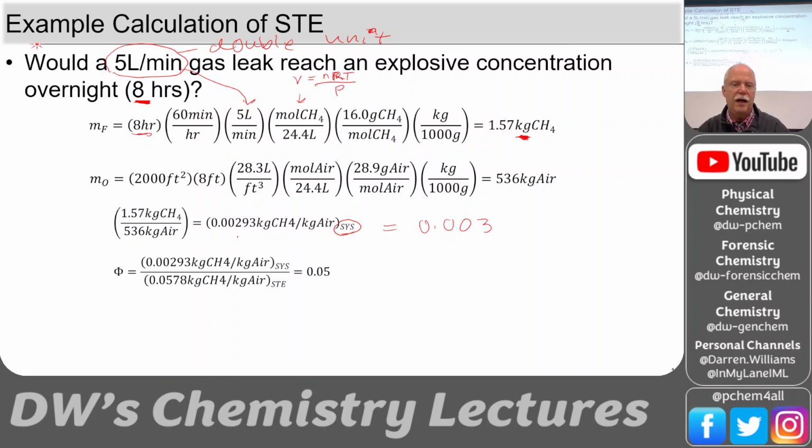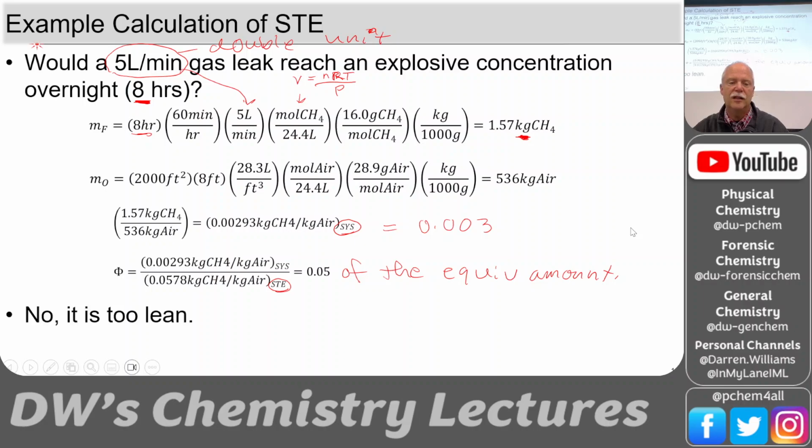And so we can take that and divide it by the stoichiometric ratio, and we end up at 0.05 of the equivalent amount. If it was a ratio of 1, we'd be at an explosive atmosphere. We're pretty far from that. We're 0.05 of that. So let's look at this. It's too lean. When you have not enough fuel and way too much oxygen, it's called lean.